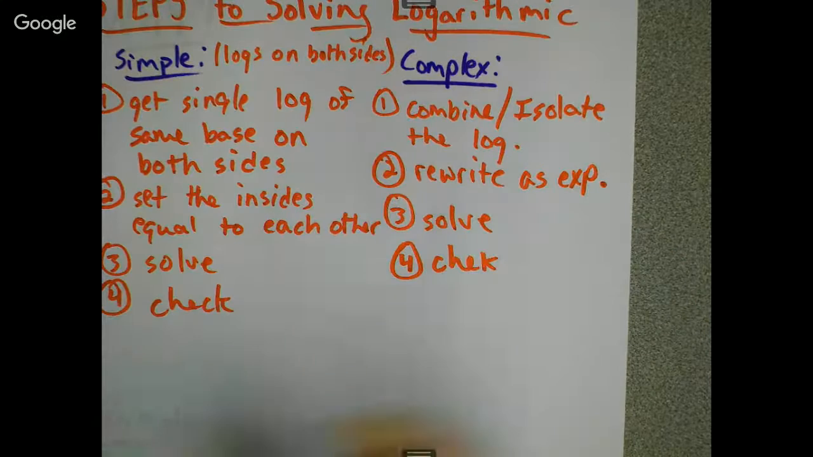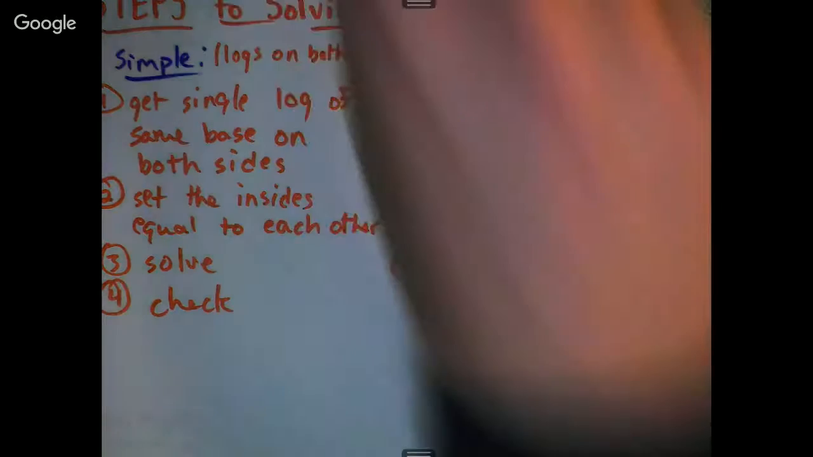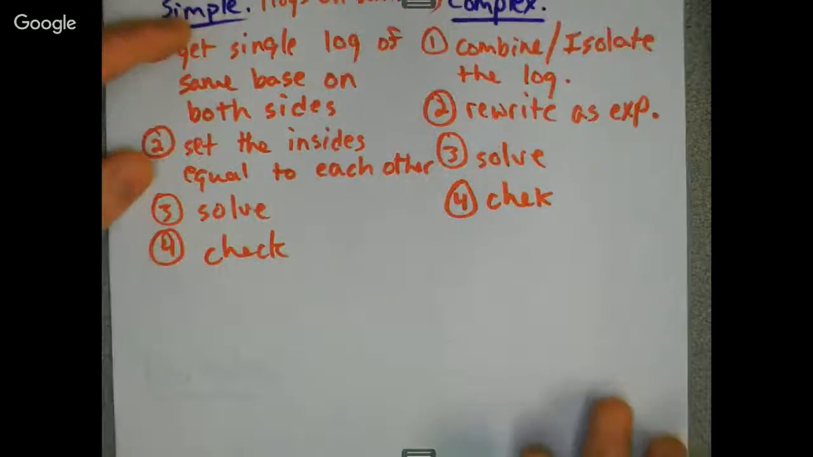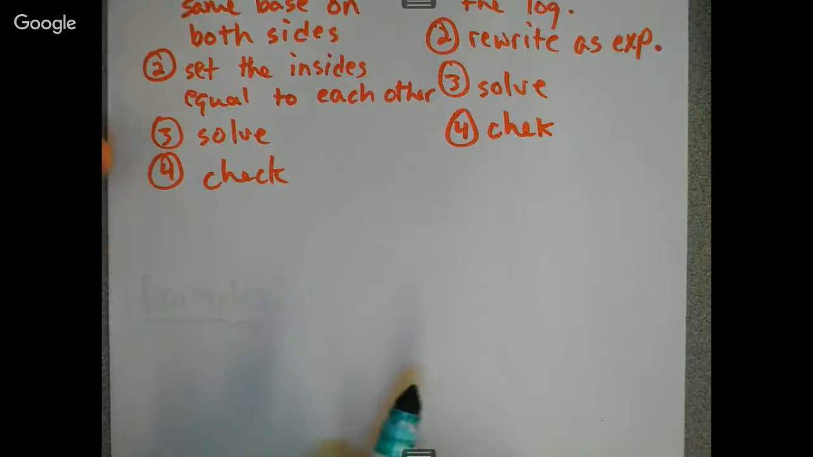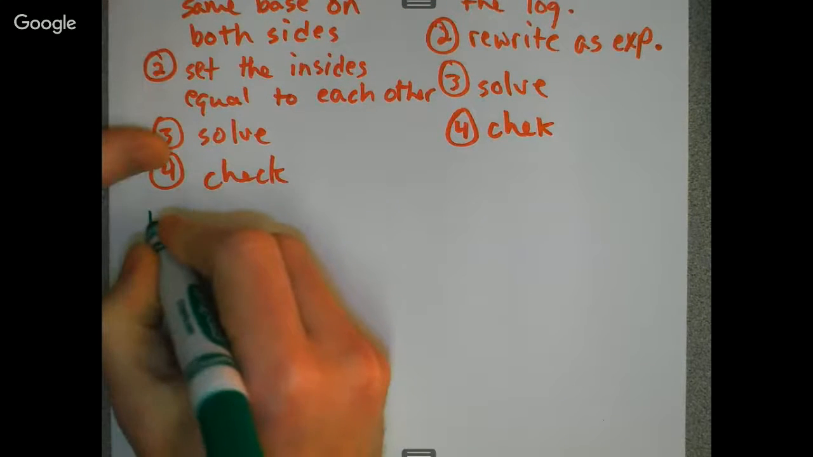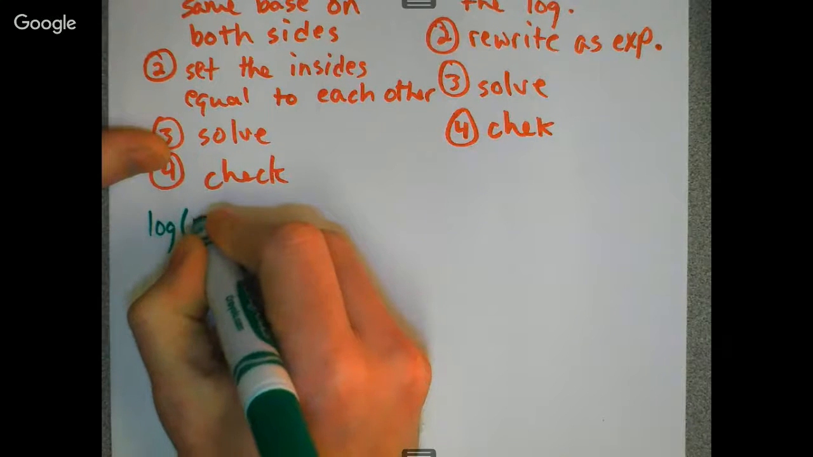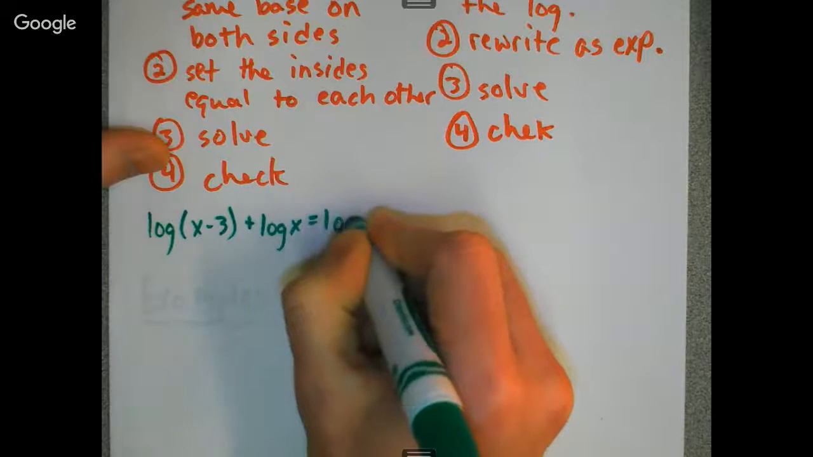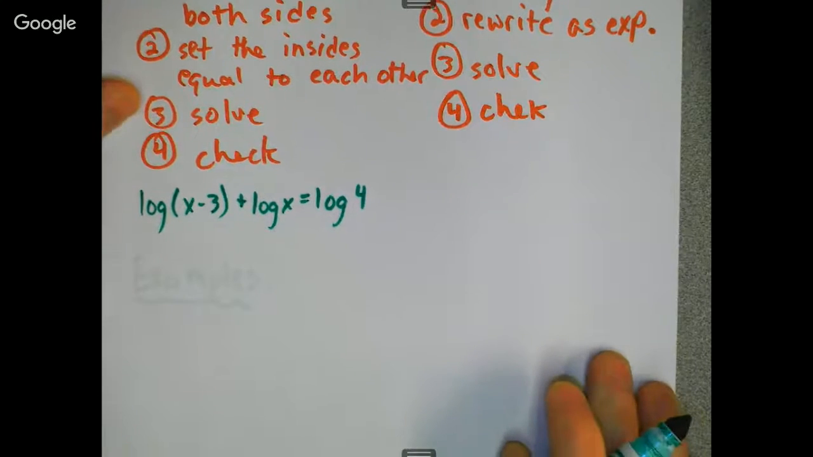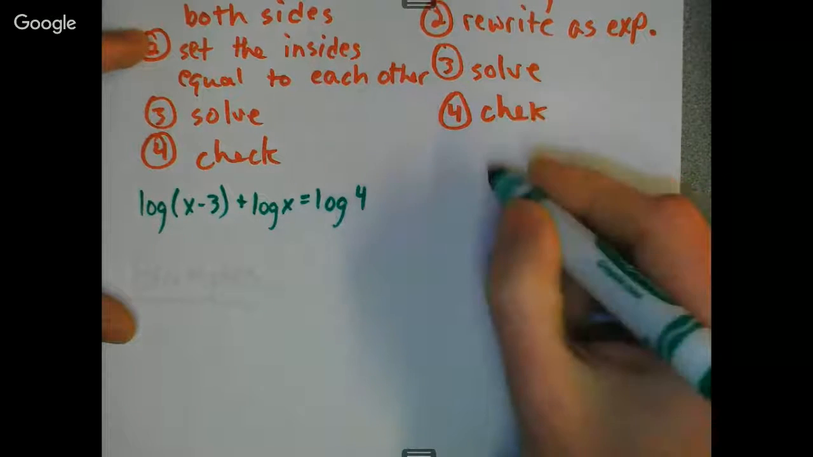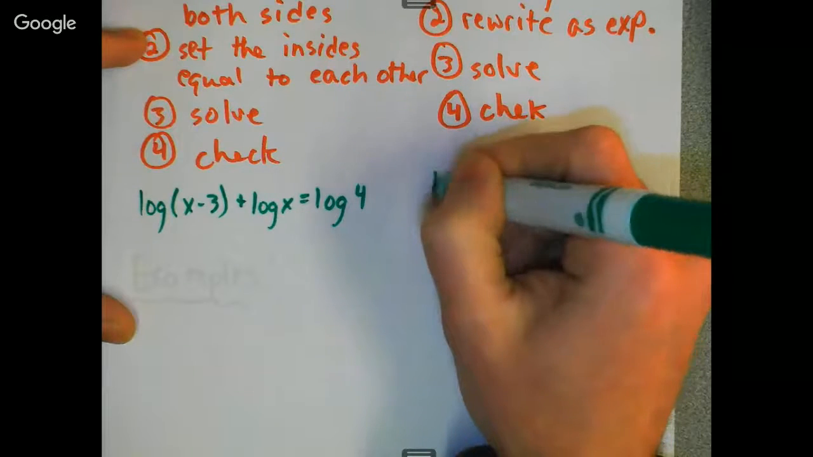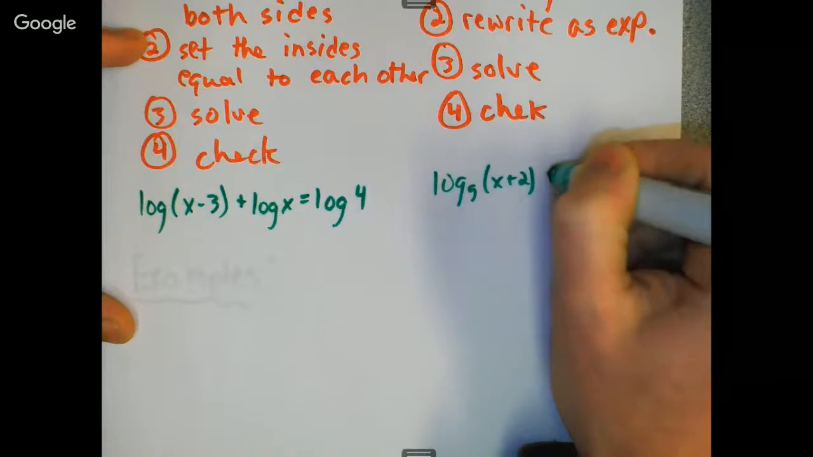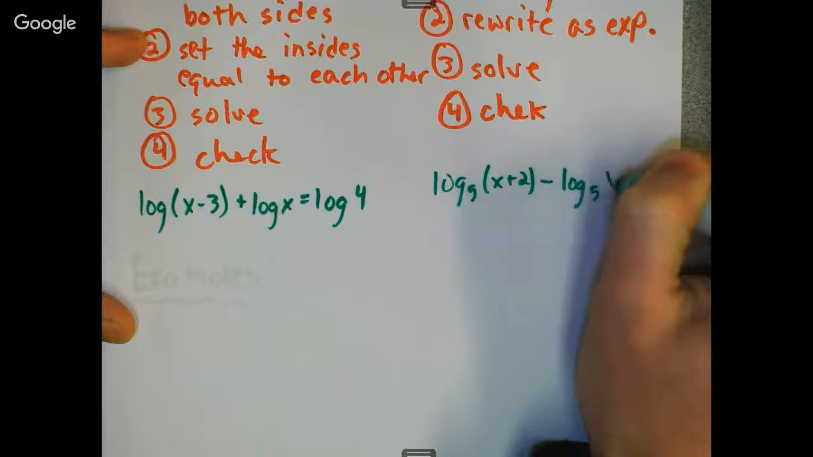For example, a simple one that I might have might look like this. And a more complicated one might look something like this: log base 5 of x plus 2 minus log base 5 of x equals 2.